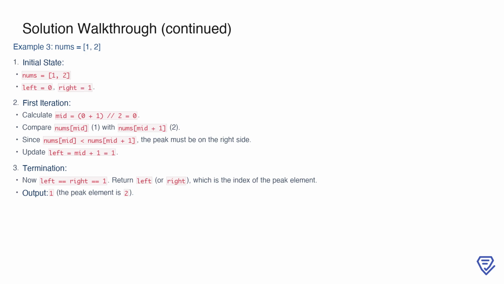So, we update the left pointer to mid plus 1, which is 1. Now, the left and right pointers both point to index 1, satisfying the termination condition. The function returns index 1 as the peak, and the value at this index is 2. Therefore, the output is 1 for this example.